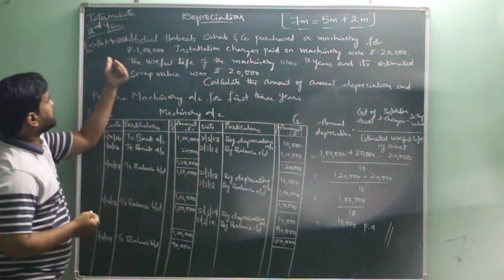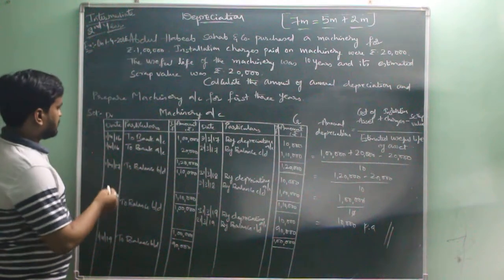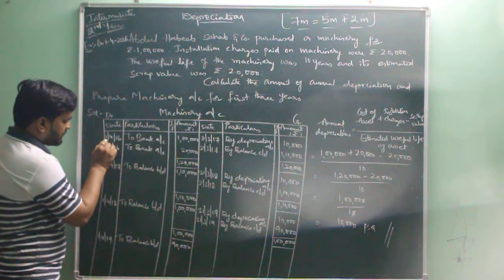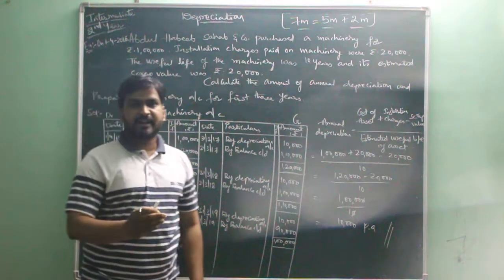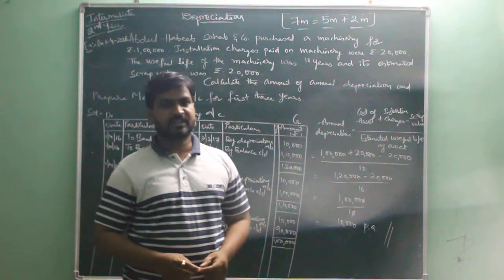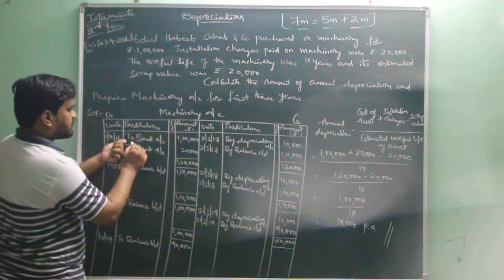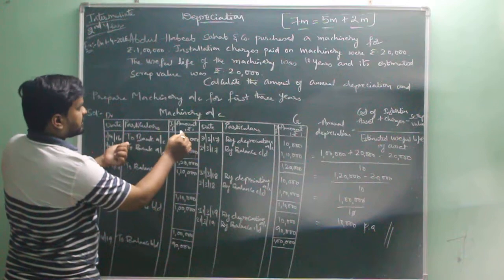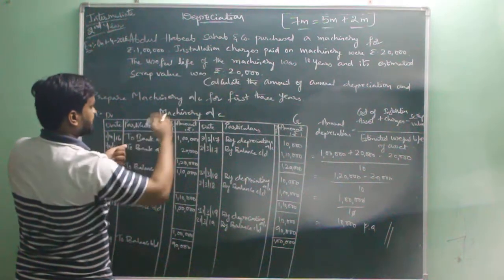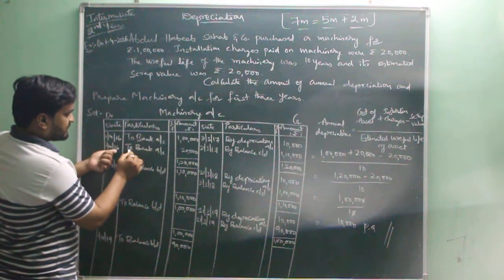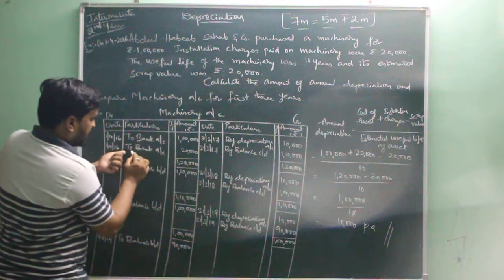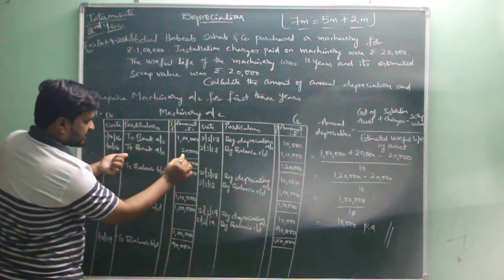The machine was purchased on 1st April 2016. So here the date of purchase will be recorded as 1st April 2016. Abdul Habib Sahab and company has paid rupees 1 lakh for the purchase of machinery. Then it will be recorded as To Bank Account 1 lakh rupees. Then on the same day, it is assumed that the installation charges were paid. Again on 1st April 2016, they have paid installation charges of rupees 20,000. It will also be recorded as To Bank Account 20,000.